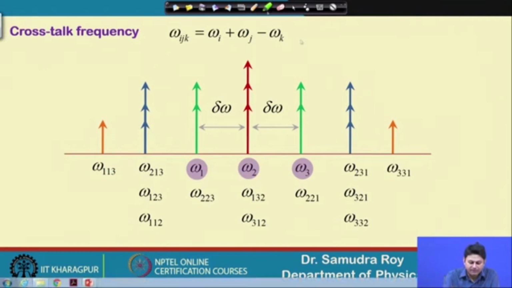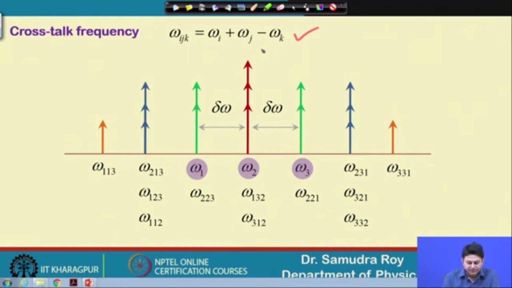So our frequency definition is omega i j k is omega i plus omega j minus omega k. Omega 1, omega 2, omega 3 are the three fundamental frequencies launched into the system, where the spacing between omega 3 and omega 2 is delta omega, and between omega 2 and omega 1 is delta omega. If this is the case, then I will have 12 different frequency combinations, and in this frequency plot one can plot them in this way.